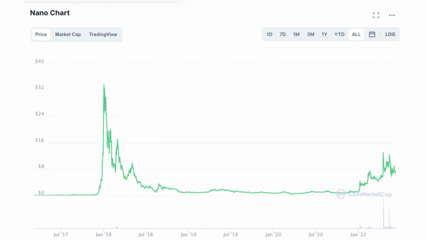Nano's price experienced continued increases in 2021, whereby Nano's price went parabolic from January to April, where its price rose from $1 to $7.4 per coin. Since these impressive increases in price, Nano has experienced a correction to its price and has consolidated at its current price of $6.66 at the time of recording.